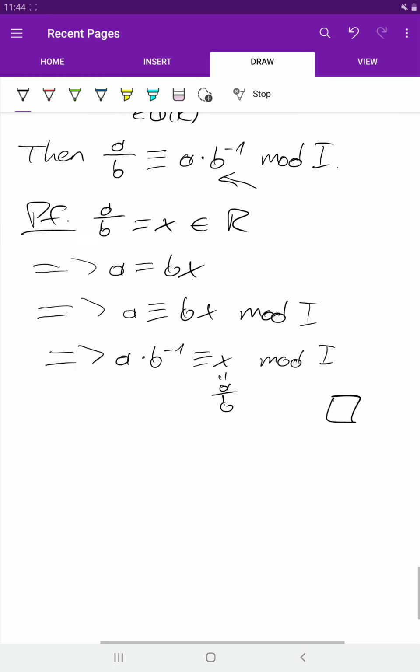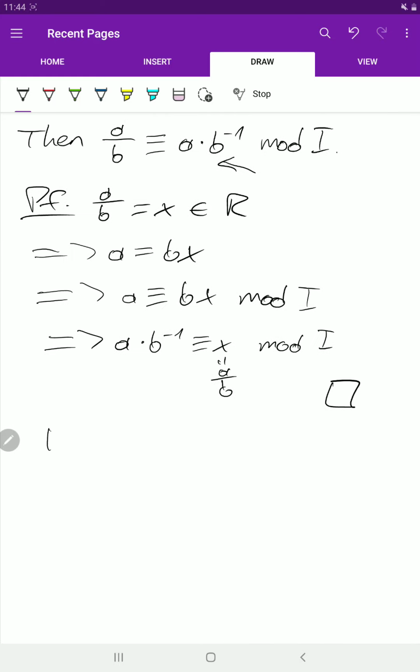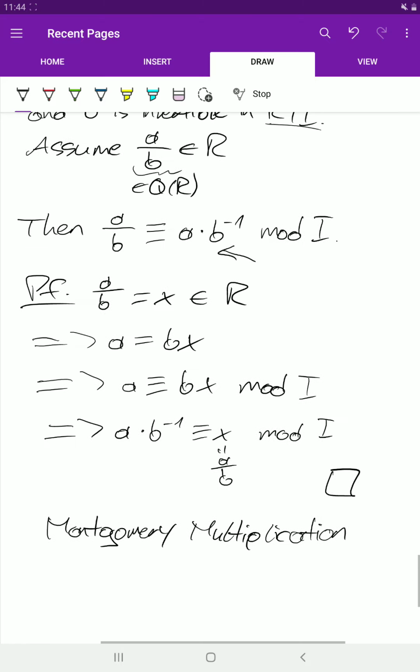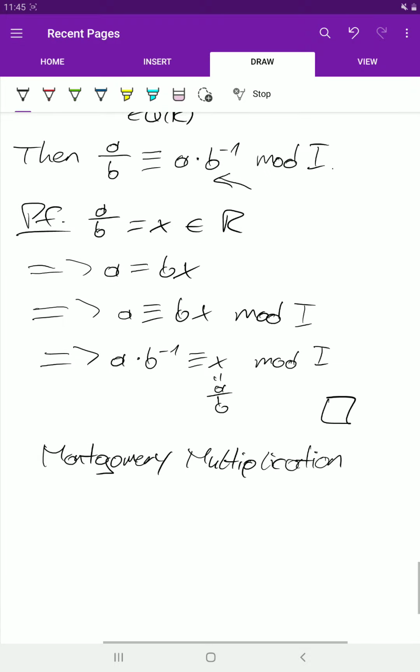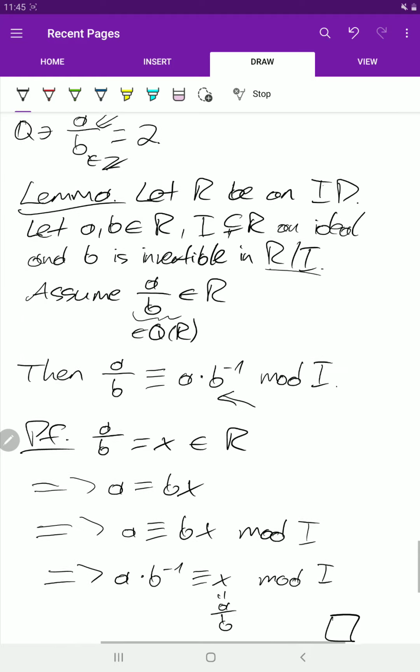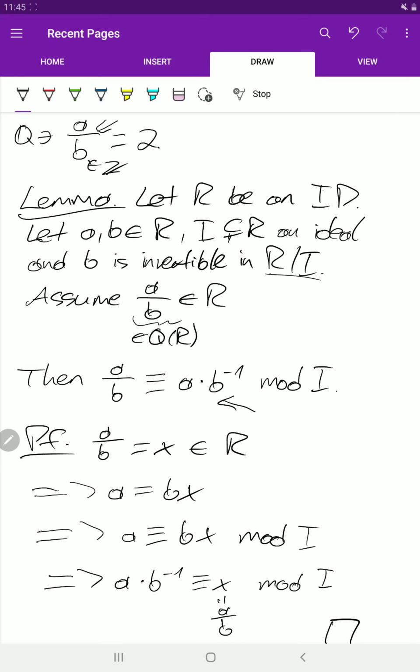And you might wonder if this has any applications, and indeed it has. For instance, you can look up the Montgomery multiplication algorithm. That can be used, for instance, for square and multiply in the setting of RSA or other settings. So that's one application where one can use this lemma.